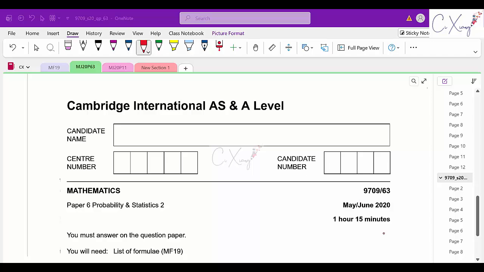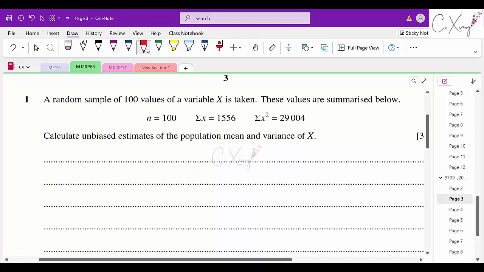Alright, so in this video, we will be discussing May-June 2020 paper 6.3 for probability and statistics 2. Let's have a look at question number 1. We are given a random sample of 100 values of x. Then we are given some summarized values here. They want us to calculate unbiased estimates of the population mean and also the variance of x.